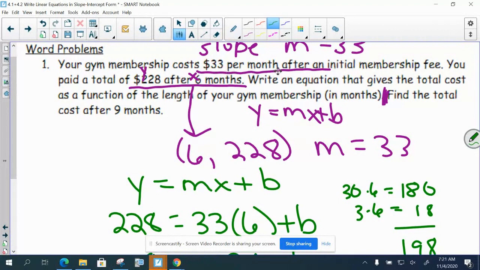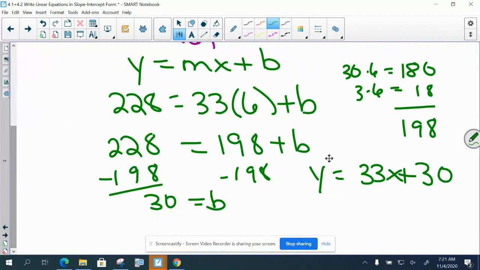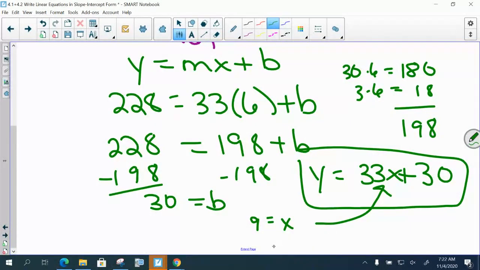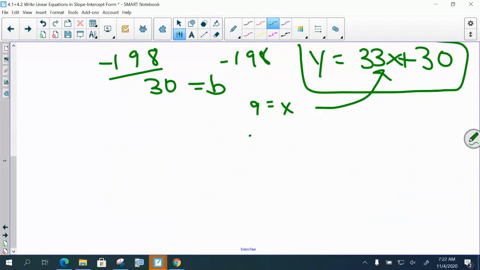So 33 per month after the initial membership fee. Okay, so then find the total cost after 9 months. So there's our equation for the first part. So after 9 months, if 9 is equal to x, then we would plug it in for the x.